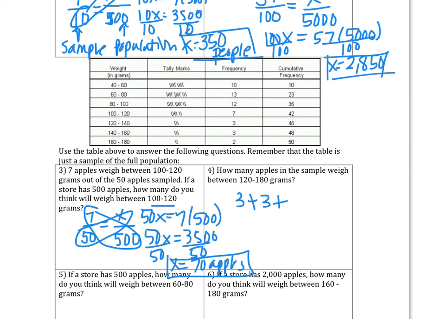And then 160 to 180, and there are 2 more. So that's how many apples in the sample weigh between 120, which is right here, and 180. So all of those right there. So that is a total of 8 apples.